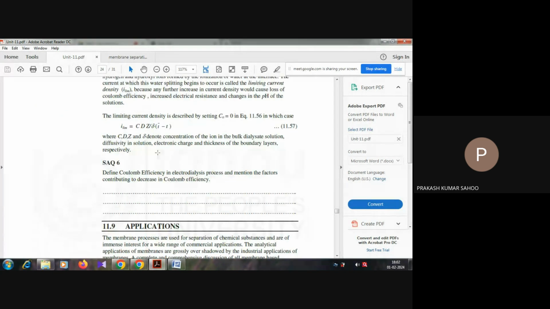There is an equation: Im, that is the limiting current density, is equal to C dz by delta T bar minus T, where C denotes the concentration in the bulk dialysate solution, d the diffusibility in solution, z the electronic charge, and delta is the thickness of the boundary layer.